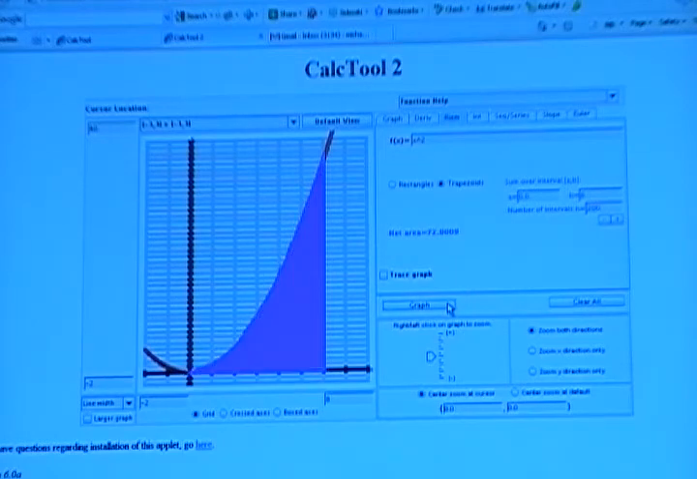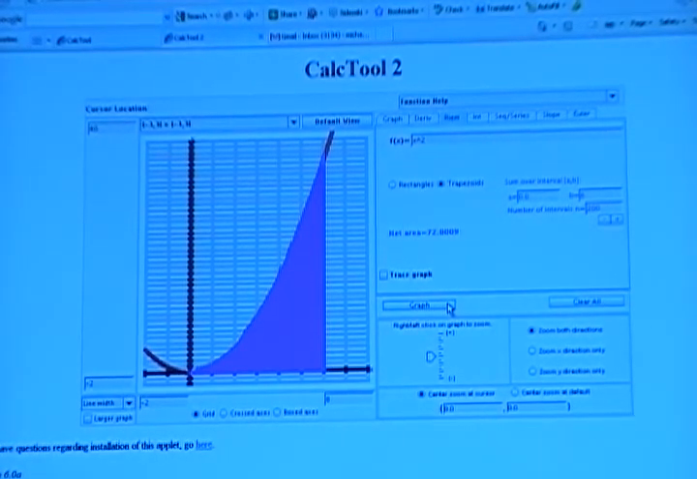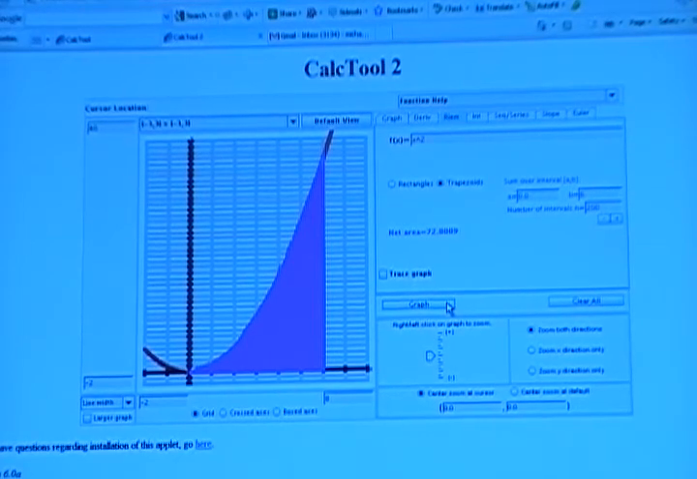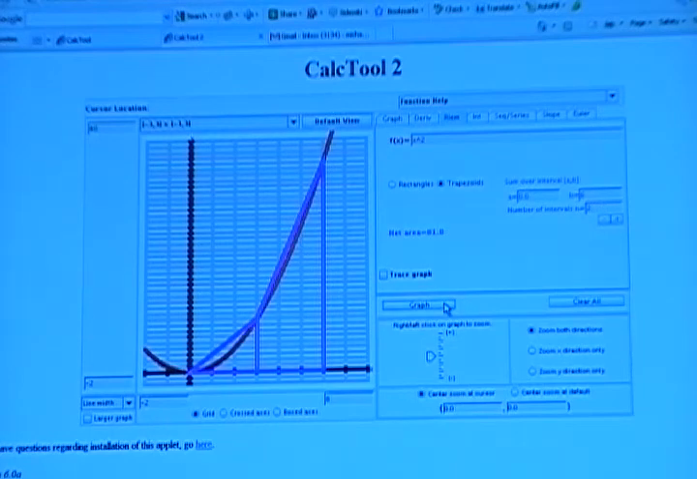So if we make 200 trapezoids, now we can see that the net area, which is the estimate for the integral, is 72.0009, which is much closer to our expected value of 72 than the left-hand rectangle was for 200 intervals. Alright, well that covers parts A, B, and C.